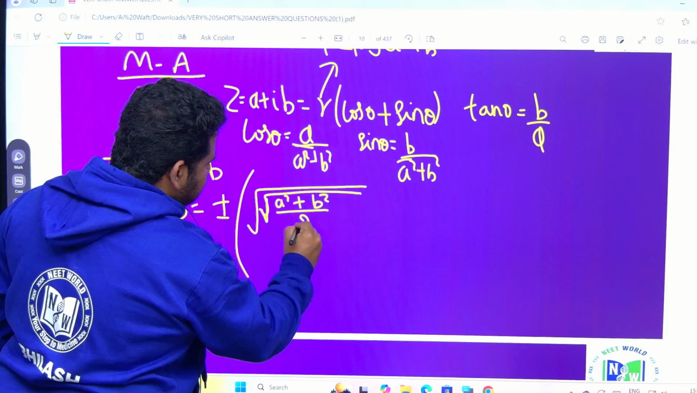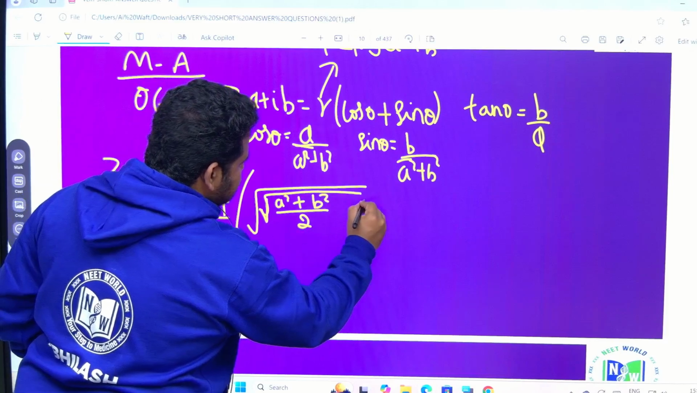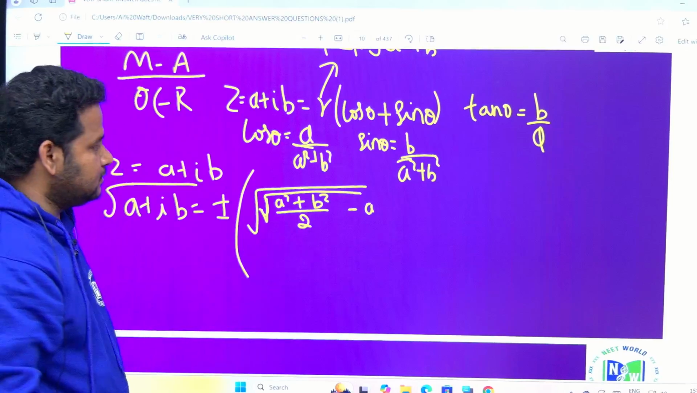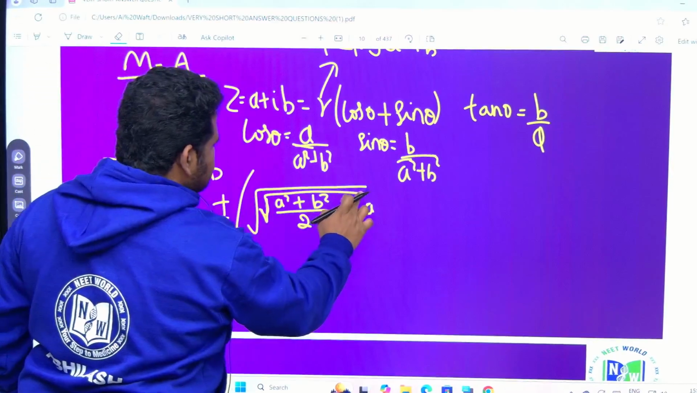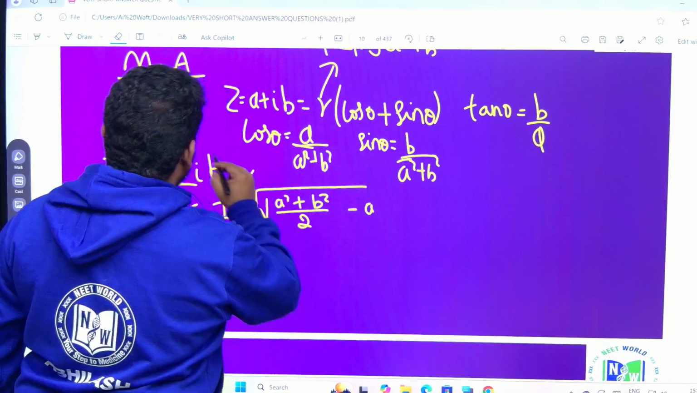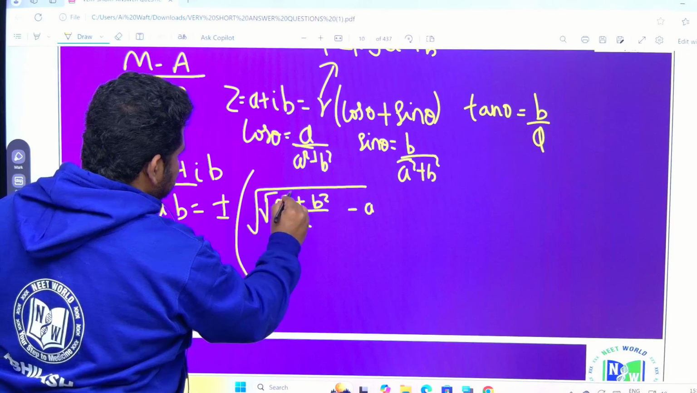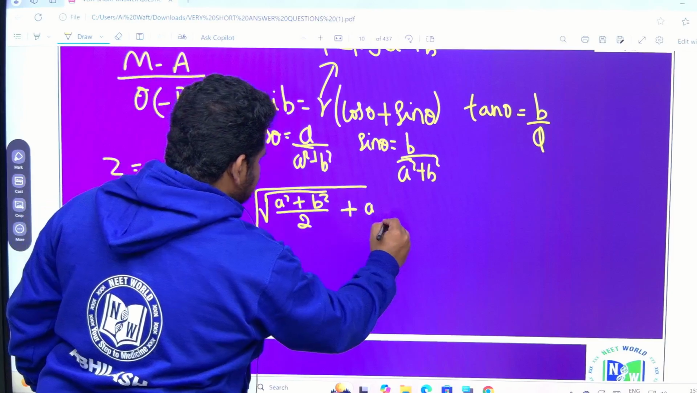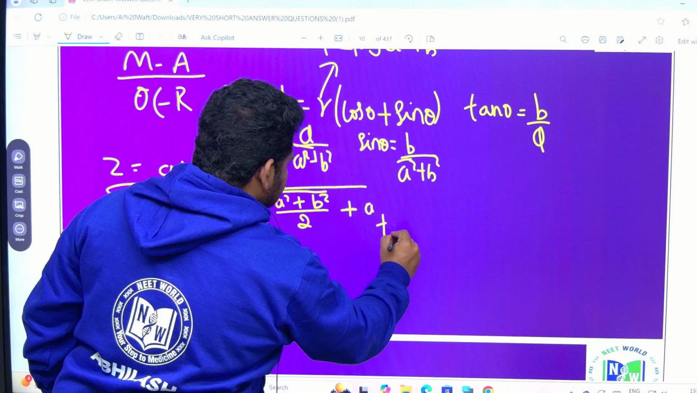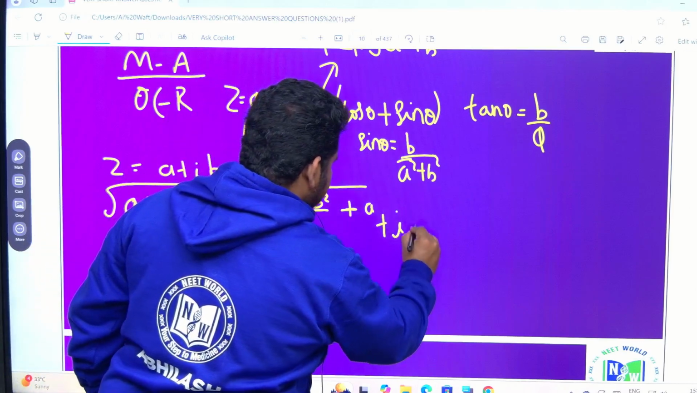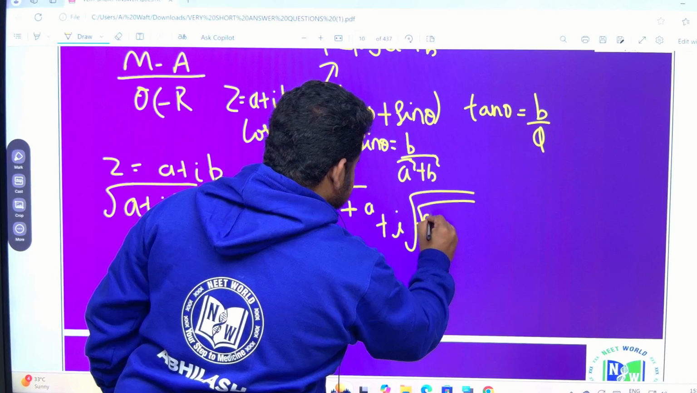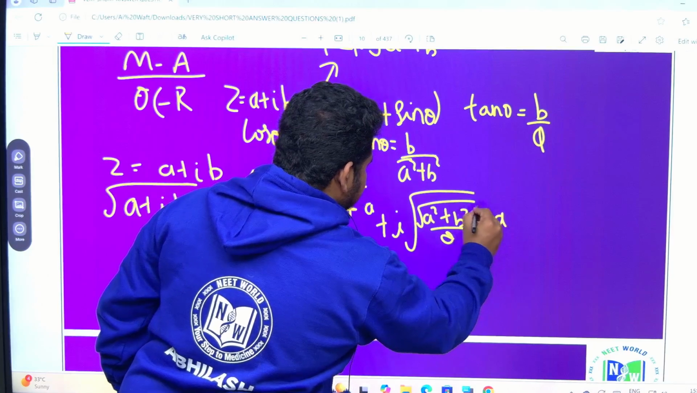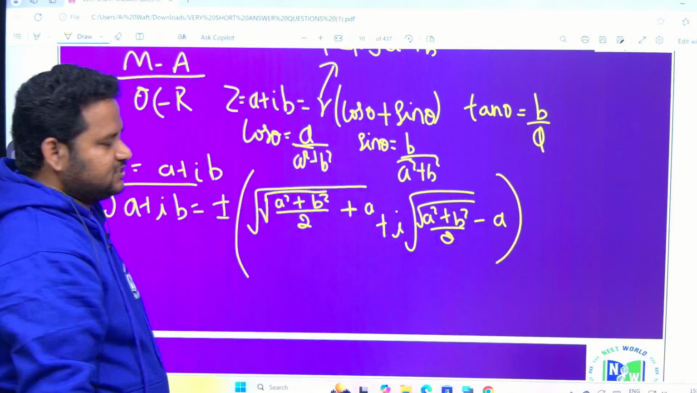By 2, okay, minus, this minus should come outside, minus A, so over the, okay, this will be plus A, okay, this will be plus A, plus I into square root of A square plus B square by 2 and minus A, okay, and minus A, stop. This is the formula.